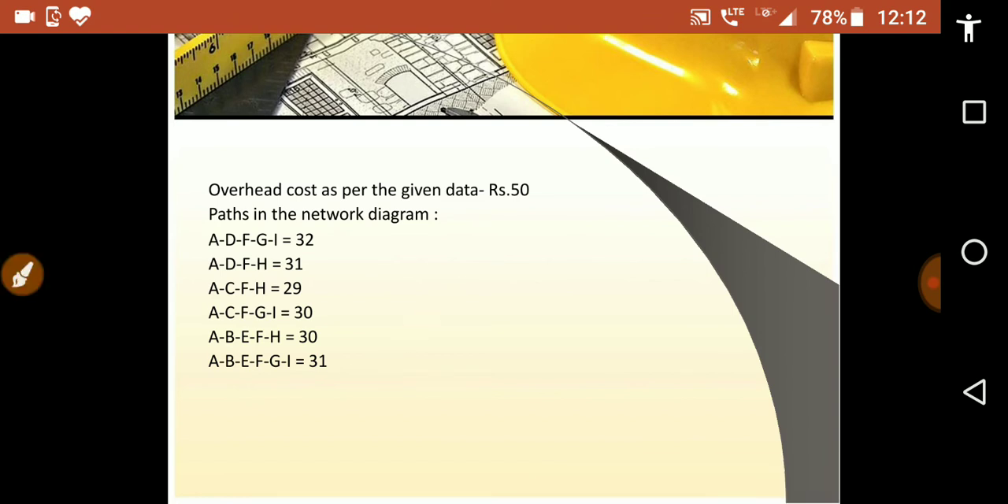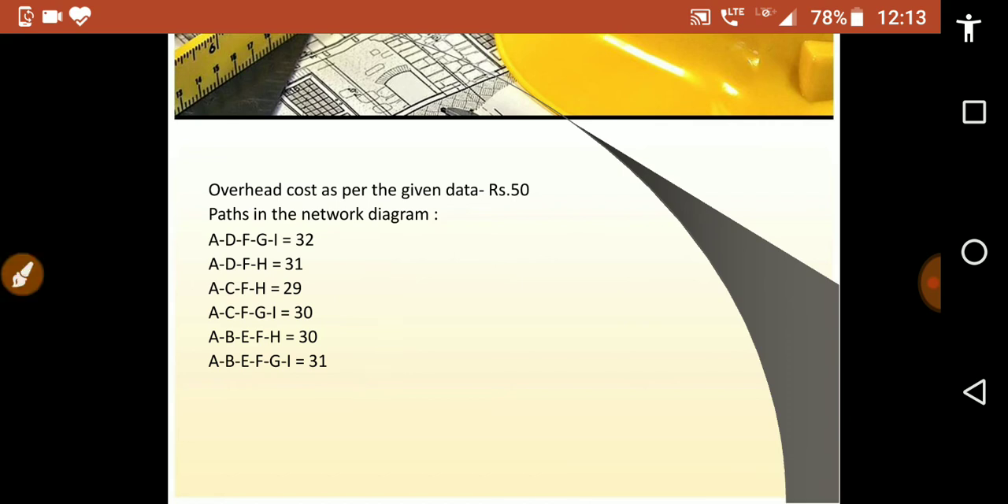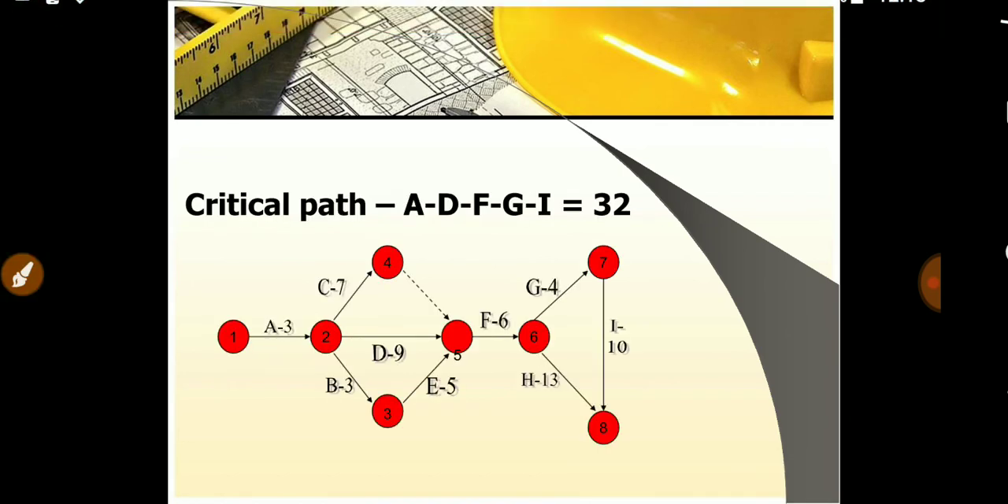So in this problem we have solved the time duration of all the paths. These are the maximum possible paths. Total 6 paths are possible and their time durations are 32, 31, 29, 30, 30 and 31. So let us see next what we can do.